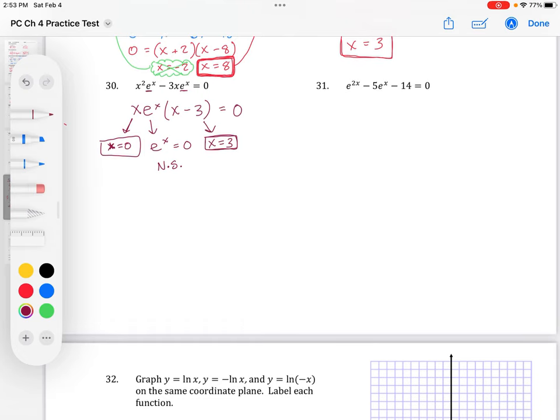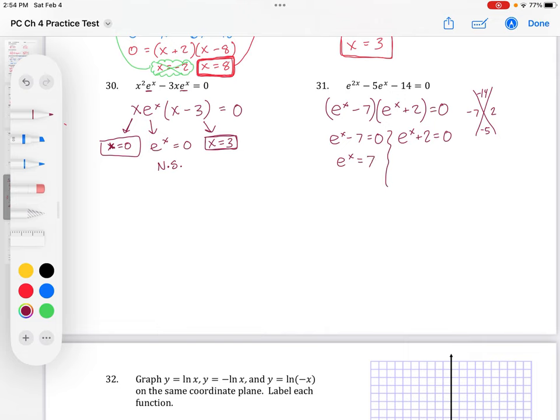All right, 31 we can actually factor like a quadratic. So we're going to go right into 2 numbers that multiply to -14 and add up to -5. So you can hopefully see that that is -7 and +2. So when we factor this, it's going to be (e^x - 7) times (e^x + 2) equals 0. All right, so if you set e^x - 7 equal to 0, that's going to give us our first solution. And then e^x + 2 equals 0 is the other piece.